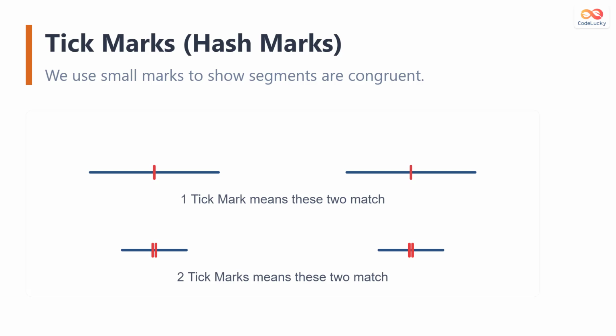In geometry diagrams, we don't always write the numbers. Instead, we use small marks called tick marks or hash marks. If two segments have the same number of tick marks on them, it is a visual code telling you that they are congruent. For example, if two lines both have a single dash, they are the same length.